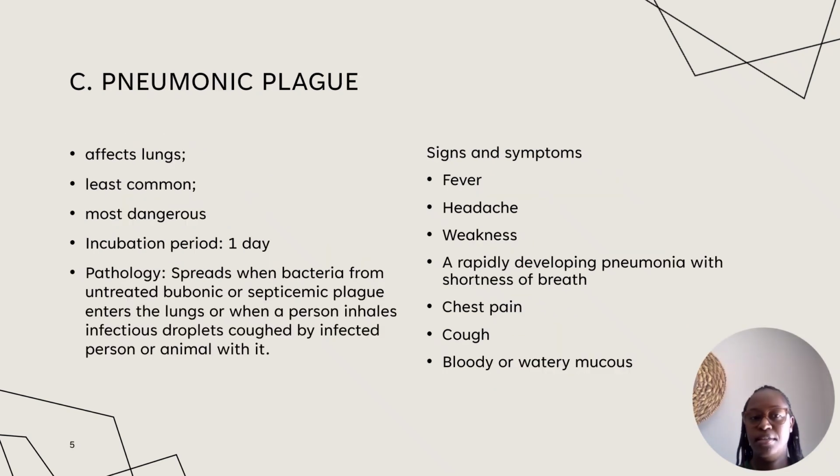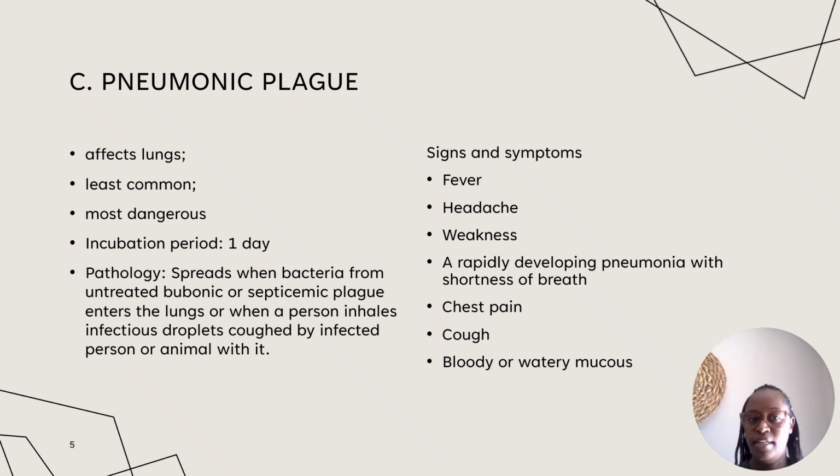The third type of plague is called the pneumonic plague. This one mostly affects the lungs. So with the pneumonic plague, this is the least common type of plague, and yet this is the most dangerous type of plague. This is because it has a very short incubation period of only 1 day.